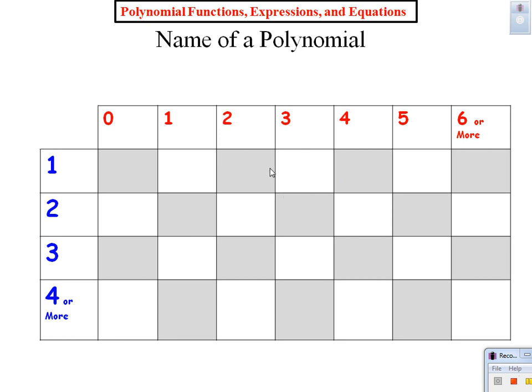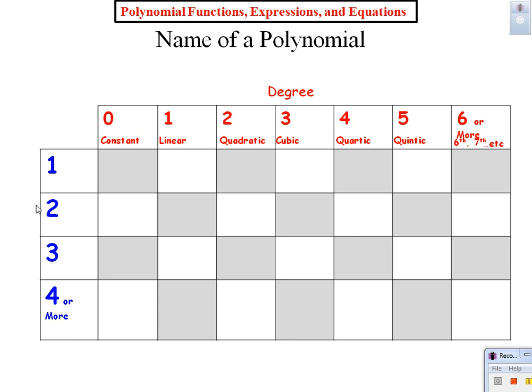I said a polynomial has two names, a first name and a last name. A first name by degree, which is in red. And what are the names by degree? If it's 0 degree, it's a constant. 1 degree, linear. And then quadratic, cubic, quartic, quintic. And then sixth degree, seventh degree. What if I said 20th degree? No? All right, never mind. You guys get the idea, right?